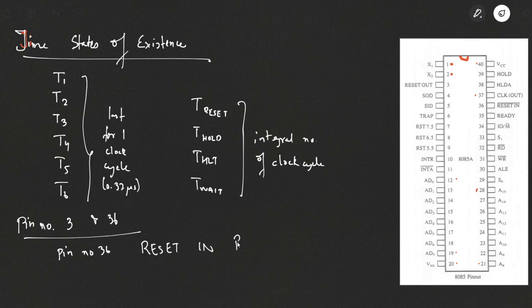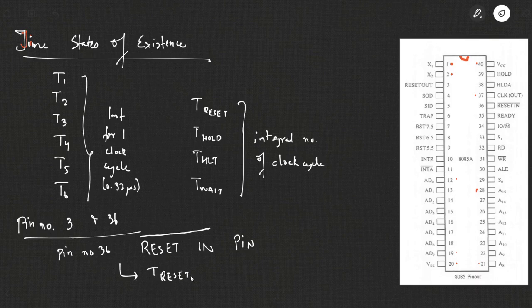It's reset in pin, and it has been shown to you with the bar at the top. That means actually this will be active when the pin is low. Fine. So if we are applying a low signal to this pin, that means zero signal to pin number 36, it will be active at that time, and the microprocessor, wherever it is, whatever it is doing, will exit that state and enter the T reset state.